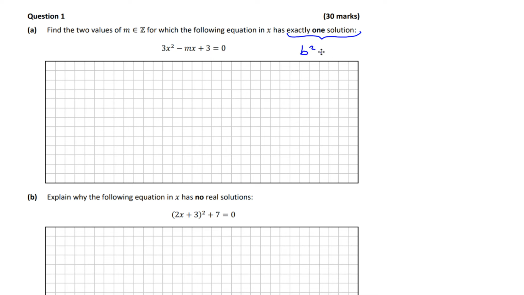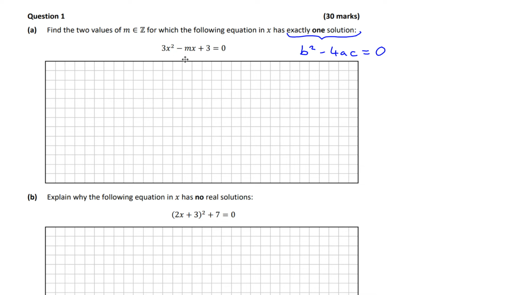The part of the quadratic formula under the square root, b squared minus 4ac. That's called the discriminant. And if there's exactly one solution, that's going to be equal to 0. So we can set that up here, okay? So all we need to do is identify a, b, and c.